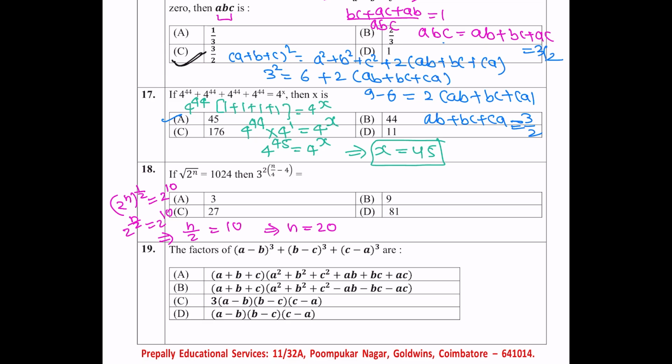So here we have to find the value of this expression. So here I substitute the value of the n. In place of the n, we can substitute 20 by 4 minus 4. So this is equal to 3 raised to power 2. 20 by 4 is 5 minus 4, which is 1. So 3 raised to power 2, which is equal to 9. So finally here we got the answer is option B, which is the correct answer.